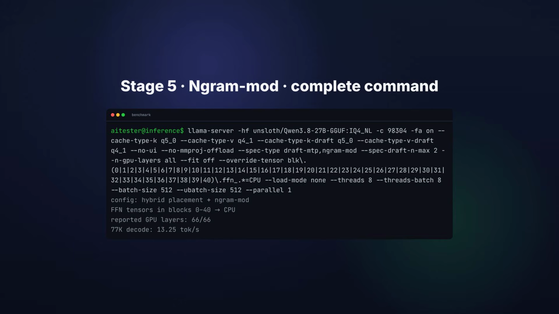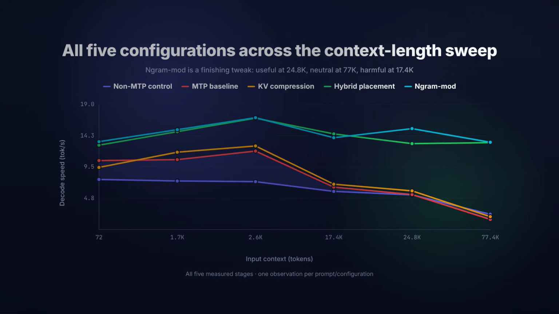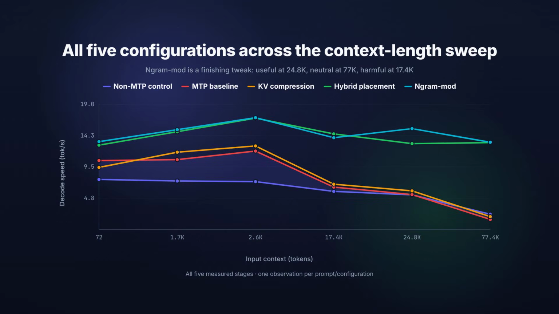At the maximum prompt, it moved hybrid placement only from 13.19 to 13.25 tokens per second. It gained 17.5% at the separate 24,784 token prompt, but lost 4% at 17,372, making it workload dependent when useful context overlap exists. CPU resident feed-forward tensors make this hardware dependent, and these are results from one model quant, one system, one harness, and one observation per configuration.